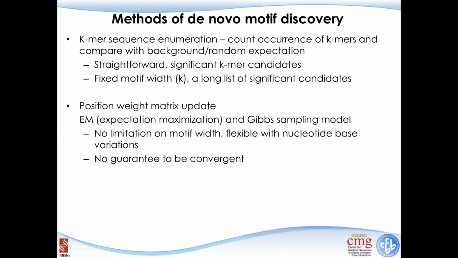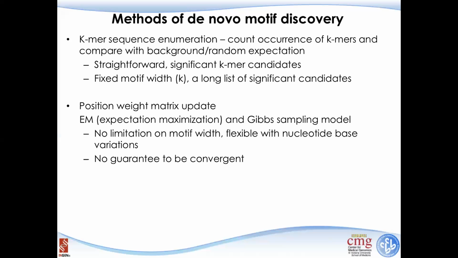Then we can count all 6-mer motifs from A to T, all of them, and then we see the occurrence of those 6-mers, and then compare with the background or randomly selected region sequences. And then we see which one is significantly enriched in the regions we identified. This method is very straightforward, easy to understand, right? And in most cases, we can find some most significant k-mer candidates.